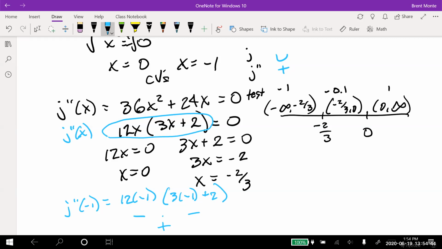Now I'm going to do the same thing with negative 0.1 and just think of the signs. So if I do j double prime of negative 0.1, sign-wise, 12 times negative 0.1 is negative. 3 times negative 0.1 is negative 0.3, plus 2, 1.7, positive. Well, a negative times a positive is a negative. Oh, it's concave down. And then I do the same thing with j double prime of 1. 12 times 1 is positive. 3 times 1 plus 2 is also positive. Multiply those together, I get a positive. Oh, it's concave up.